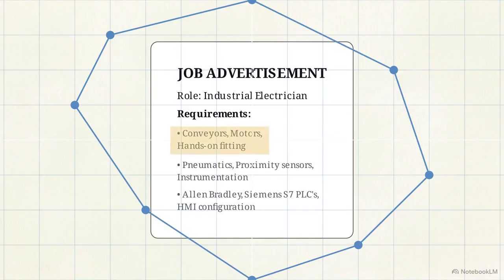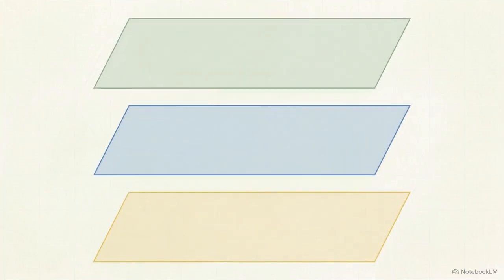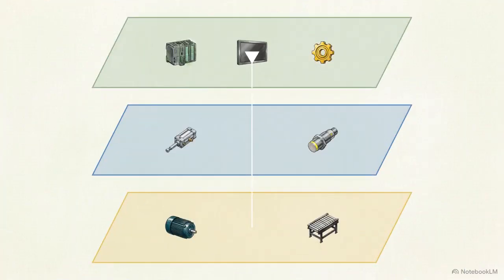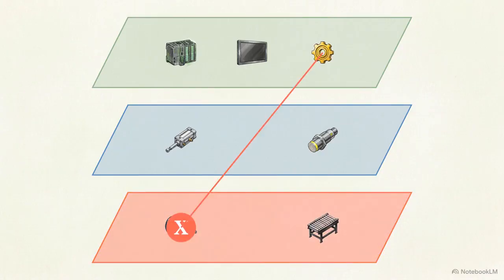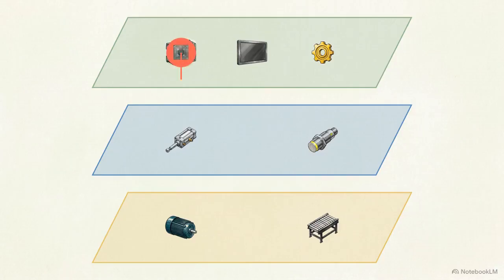The physical baseline involves conveyors, motors, and hands-on fitting. Sensory terms introduce machine awareness via pneumatics, proximity sensors, and instrumentation. The digital requirements identify Allen Bradley, Siemens S7 PLCs, and the HMI. To troubleshoot in this environment, the technician must move between these 3 layers, identifying where a mechanical seizure stops a digital process, or where a code error mimics a hardware fault.